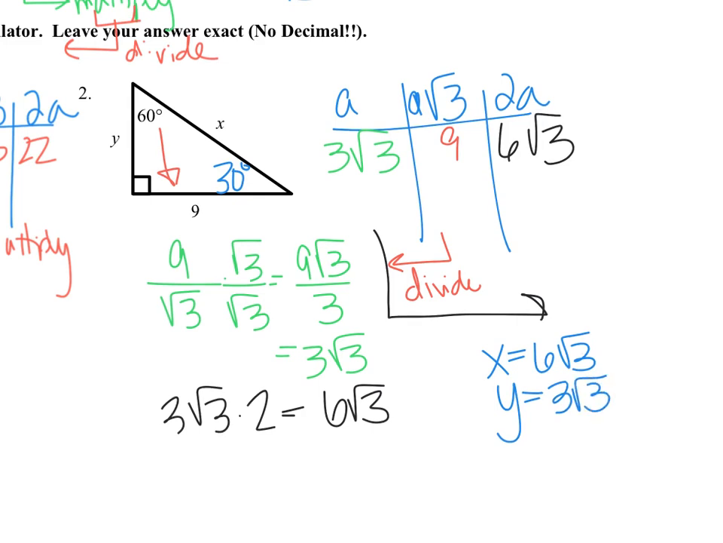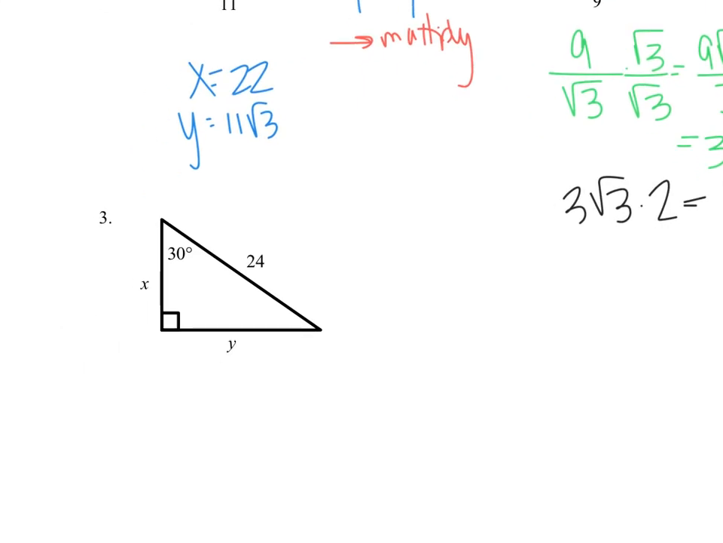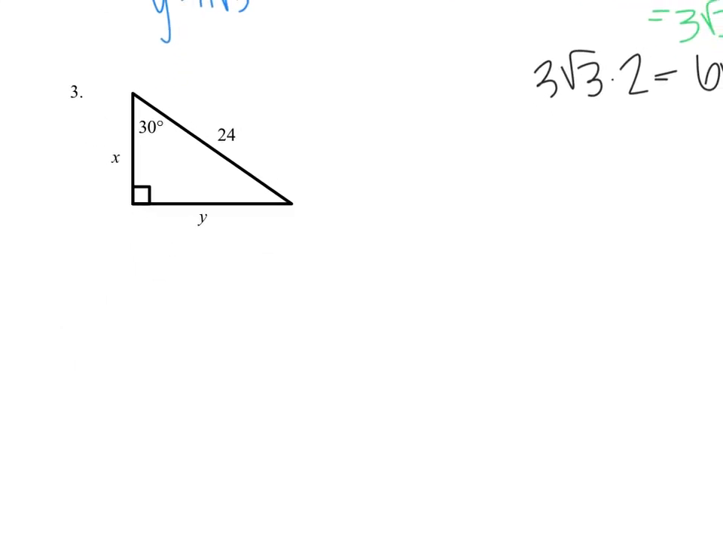Okay. All right, and we have one more example. Okay, notice that all these examples show you each different way. So when you're doing your homework, if you get stuck, look back to your notes. The first example, we were given the short leg. Second example, we were given the long leg. And third example, we were given the hypotenuse.